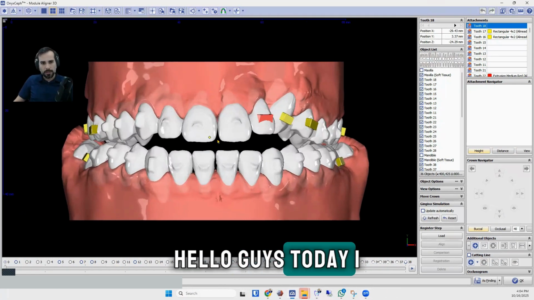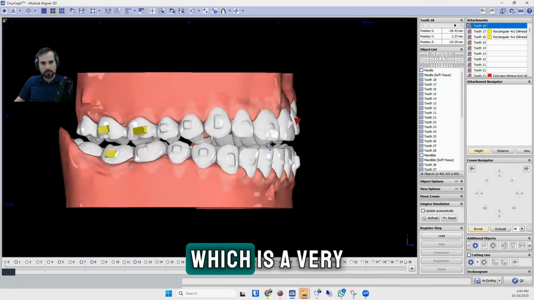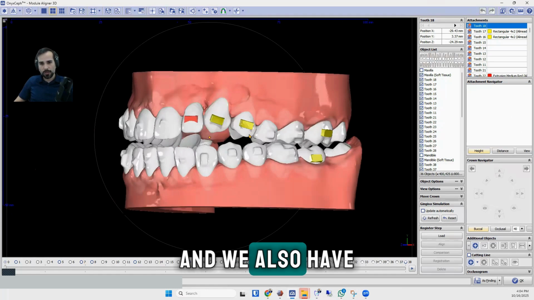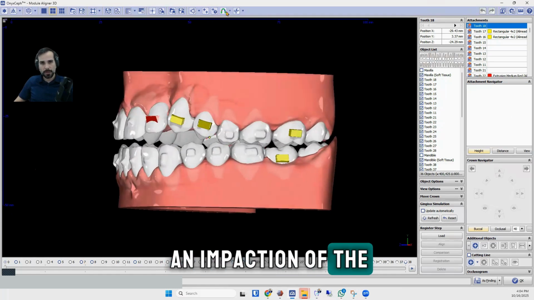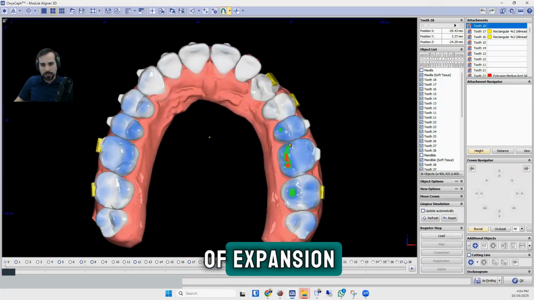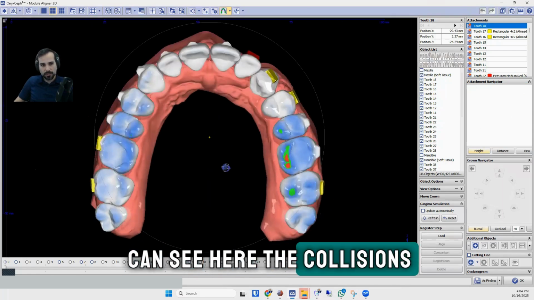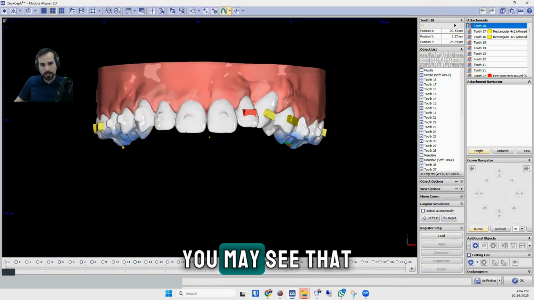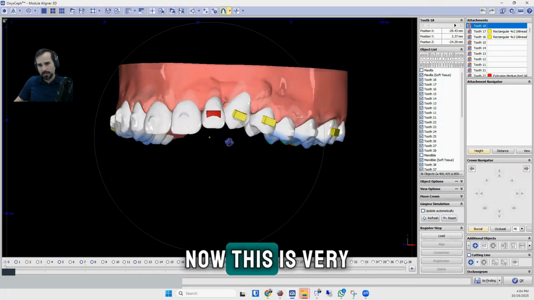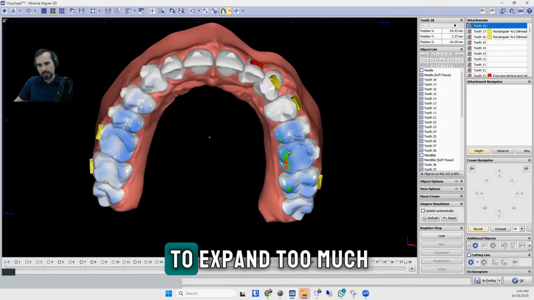Hello guys, today I want to show you how we plan this case, which is a very complex open bite, and we also have an impaction of the palatal cusp in the posterior segment, probably due to the amount of expansion they planned. As you can see here, the collisions, and if you put it in this view, you may see that the palatal cusps are over-erupted.